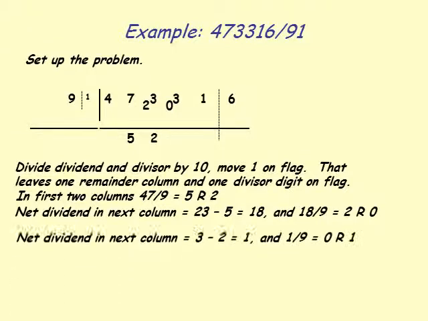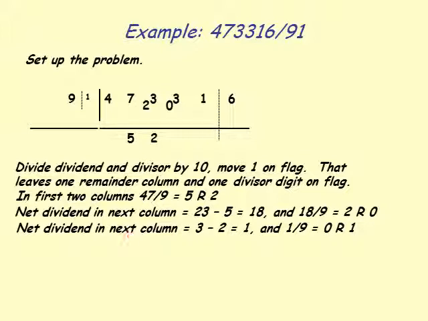In the next column the net dividend is 3 minus 1 times 2. 1 times 2 is 2, and 3 minus 2 is 1. Now we have a net dividend of 1, and we divide that by 9, the one digit we are dividing by. That gives 0, remainder 1. So I got 0 in this column, and the remainder is 1.